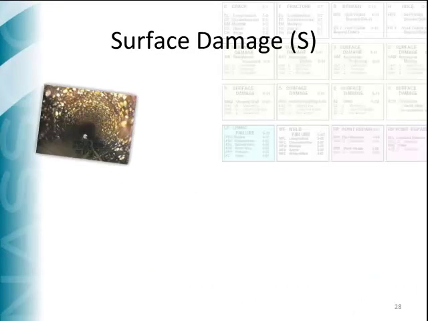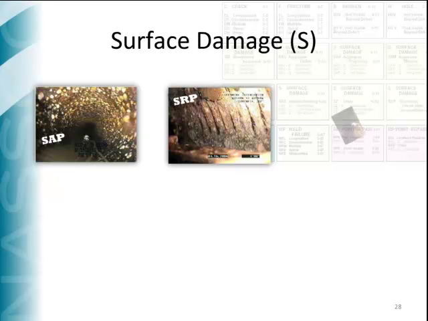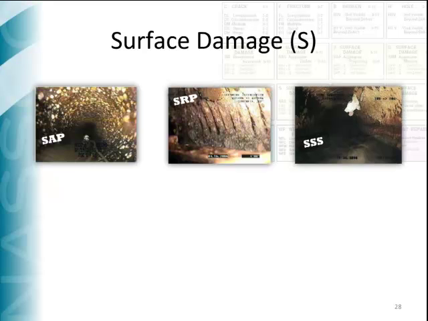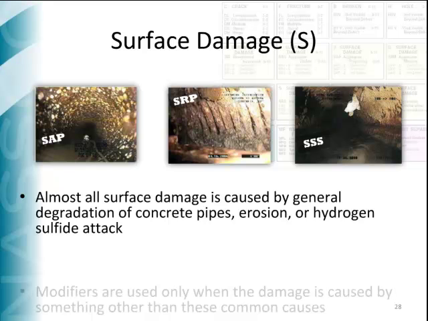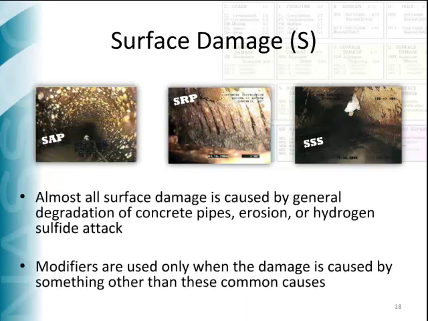The codes related to surface damage follow the normal H2S attack progression, beginning with roughness increased to missing wall. Surface spalling, corrosion, and others are additional defect codes within this group. In most cases, surface damage is caused by general degradation in concrete pipes, such as degradation caused by erosion or hydrogen sulfide attack. See 3 examples of surface damage at the top of this slide. From left to right: surface aggregate projecting, surface reinforcement projecting, and surface spalling.